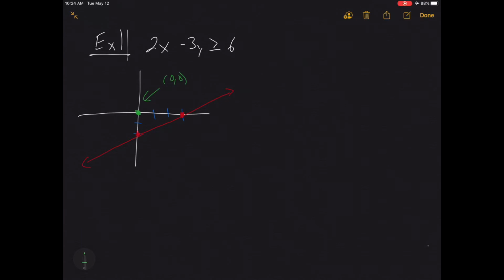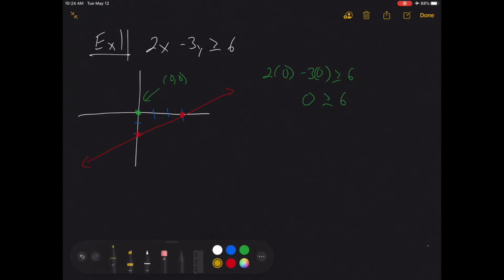I'm going to plug 0 in for x, 0 in for y, and see if we get a true or false statement. Well, 2 times 0 is 0, 3 times 0 is 0, so 0 minus 0 is 0. So that gives me the statement 0 is greater than or equal to 6. And what we have to ask ourselves is, is that true? Well, 0 is definitely not greater than or equal to 6. So this is a false statement.